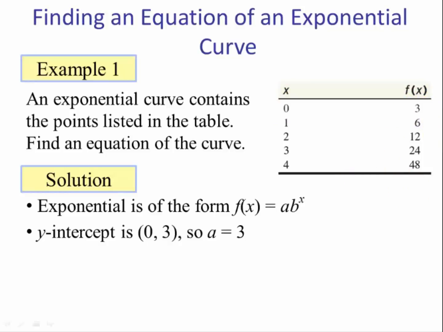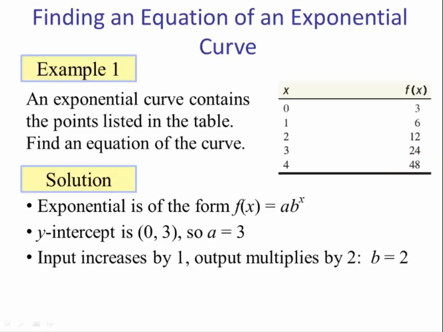Next, to find b, looking at the table, we see as x increases by 1, the value of f of x is multiplying by 2. It goes from 3 to 6. That's multiplied by 2. 6 to 12. So 6 times 2 is 12. 12 times 2 is 24. 24 times 2 is 48. So b is equal to 2.